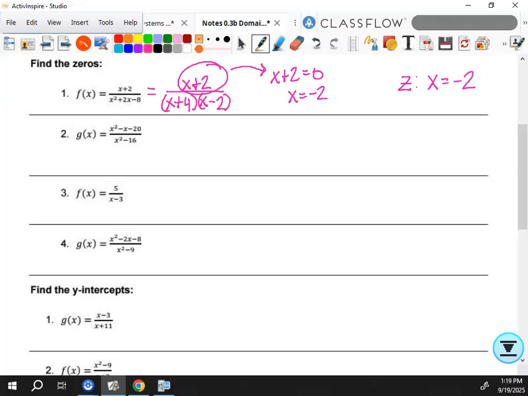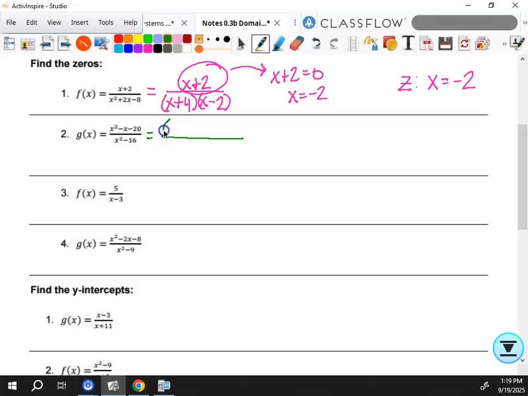If I asked you for the intercepts, intercepts are written as ordered pairs. Zeros are written as a list of x values. Okay, it's just a different way to express them because they don't have the exact same definition, but they represent the same thing on the graph. So, any questions? All right.